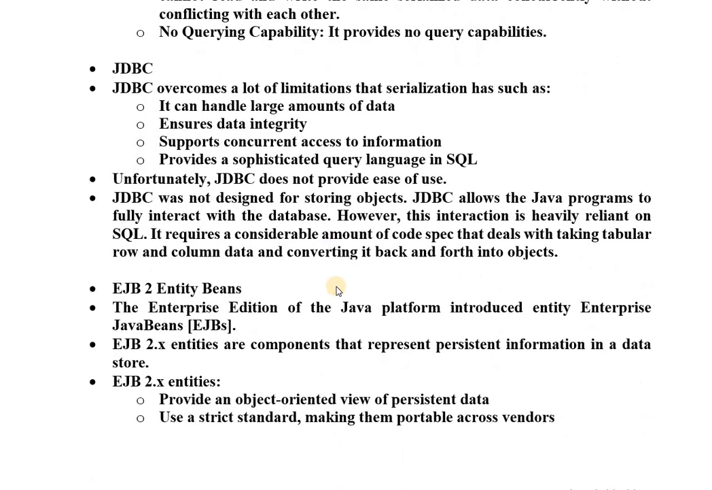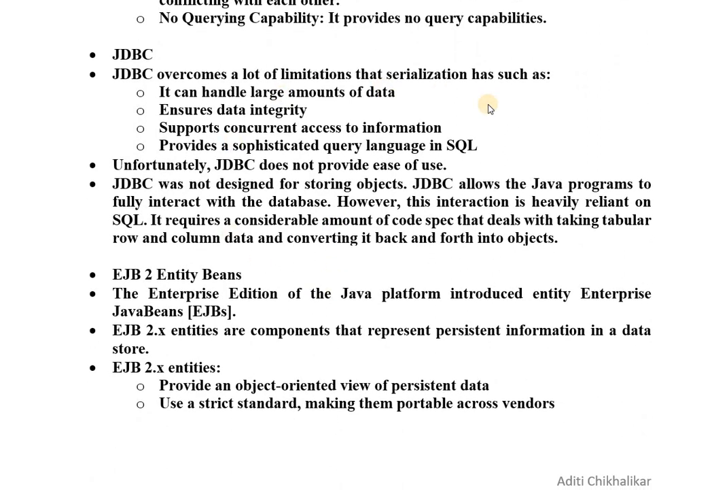So we go ahead with our second option, that is JDBC, Java Database Connectivity. JDBC, the problem is that JDBC was never designed for storing objects. JDBC will allow your Java programs to interact with the database. But that interaction is dependent on SQL. Reading the row, reading the column, reading the data from the table, inserting the data into the table, updating the data in the table, everything can be done via JDBC. That is the major disadvantage of JDBC.